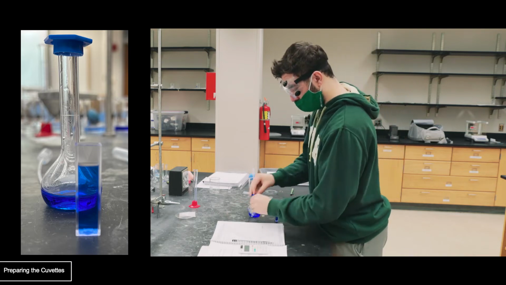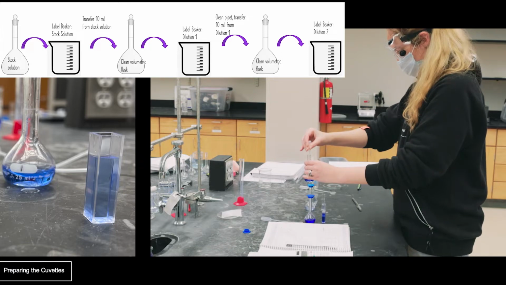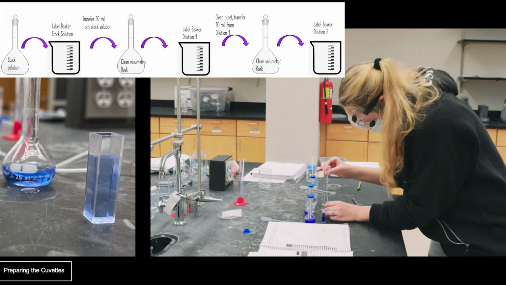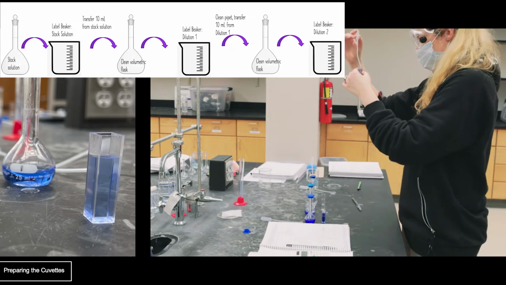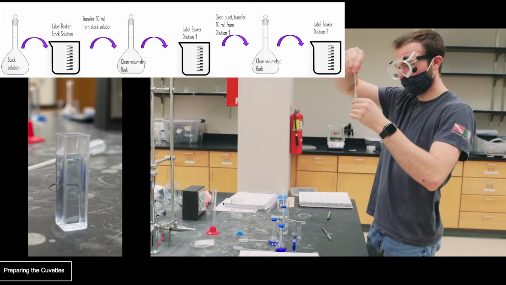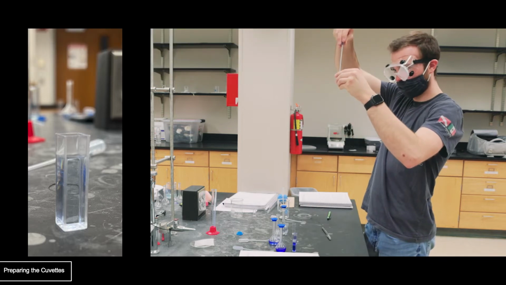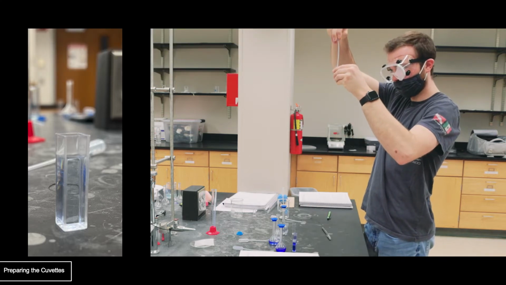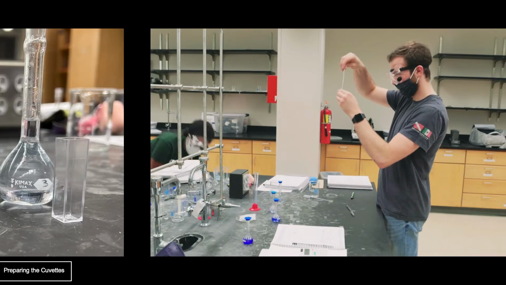Watch closely as they transfer sufficient, not excess, amounts of the copper amine stock solution into the cuvette. Then they transfer dilution 1, made from the copper amine stock solution, dilution 2, made from dilution 1, and dilution 3, made from dilution 2. The final cuvette is filled with distilled water to use as a reference value for zeroing.